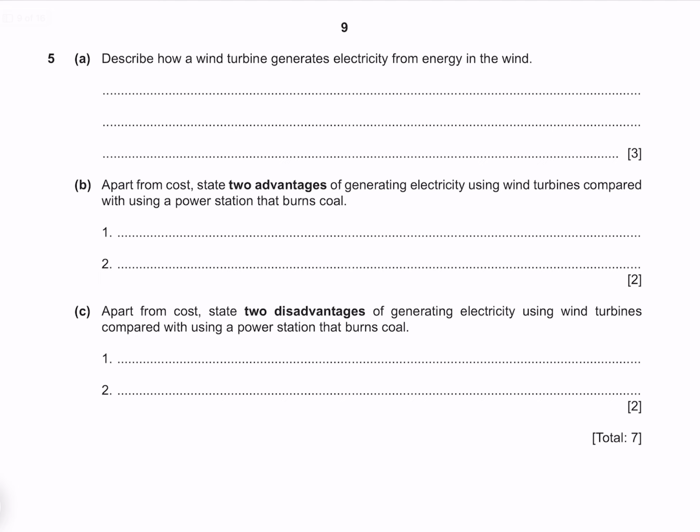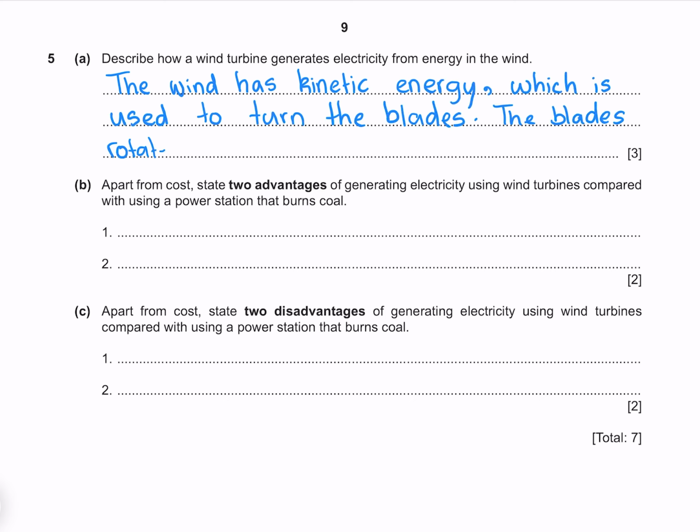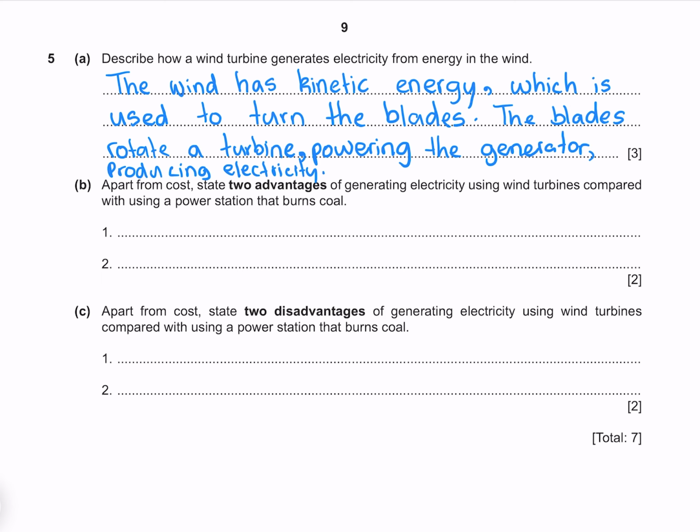Describe how a wind turbine generates electricity from energy in the wind. The wind has kinetic energy, which is used to turn the blades. The blades rotate a turbine, powering the generator, producing electricity.